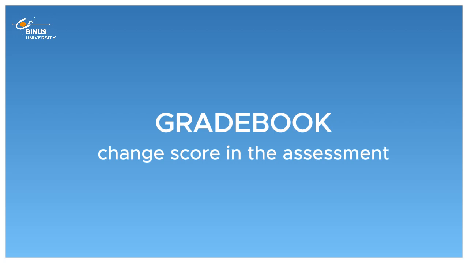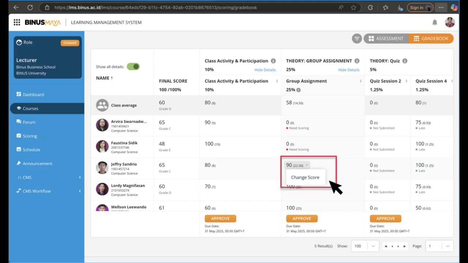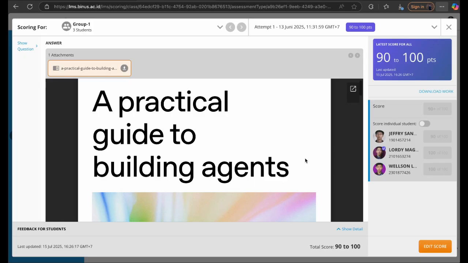If you need to make changes to a score, hover your cursor over the score you intend to update, then click Change Score. The previous score will be displayed as a reference. Choose whether the change applies to one group member or all group members. Enter the new score, then click Save.